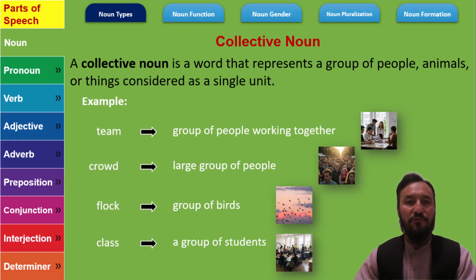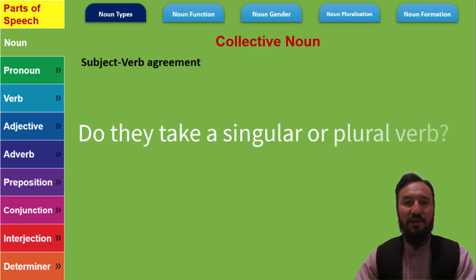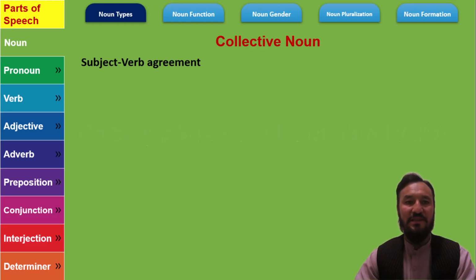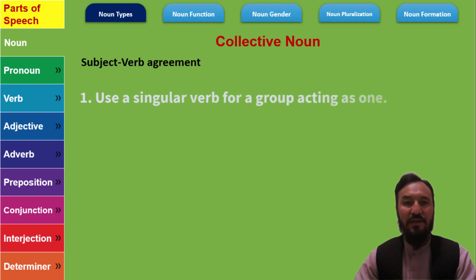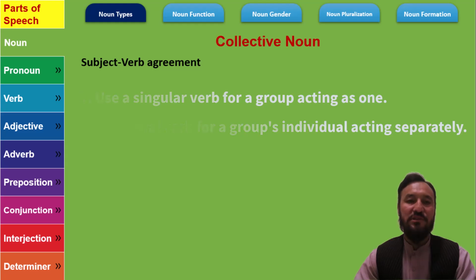Next, we need to focus on subject-verb agreement with these types of nouns. One of the most common points of confusion with collective nouns is subject-verb agreement. Do they take a singular or plural verb? The answer depends on whether the group is acting as a single unified entity or as individual members. If the group is considered as a whole and acting together, use a singular verb. If the focus is on the individual members of the group and they are acting separately, use a plural verb.